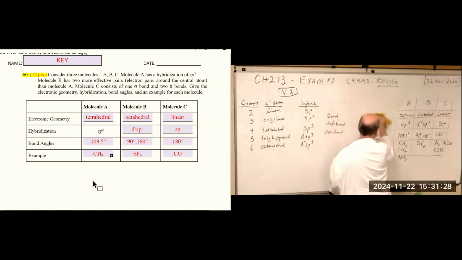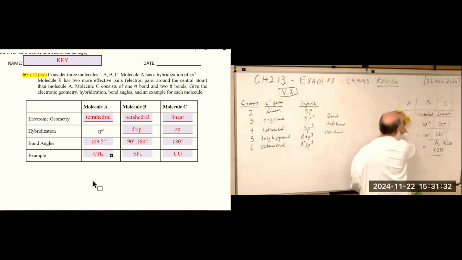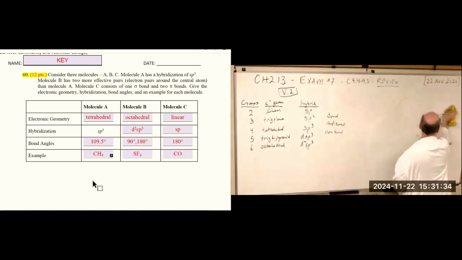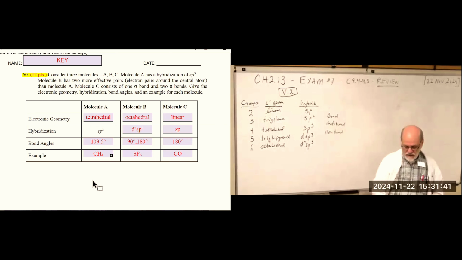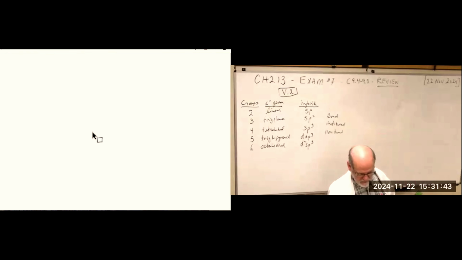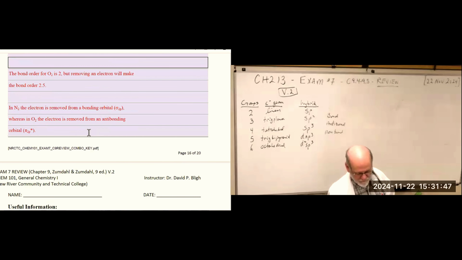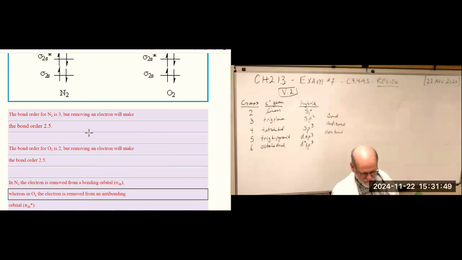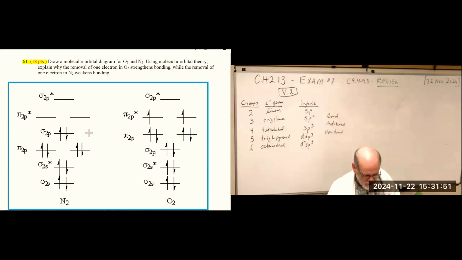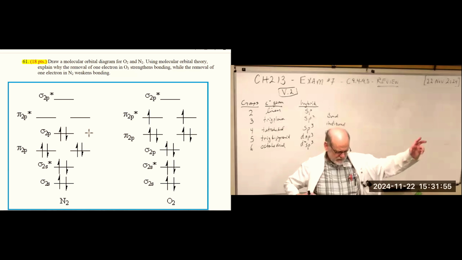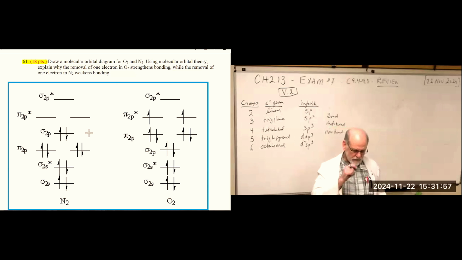I think I got one more. Unless I missed my guess. Yeah. Let's see down here. Yeah. This is the last one. Okay. Draw the molecular orbital diagram for O2 and N2. That's why I give you such a big box.